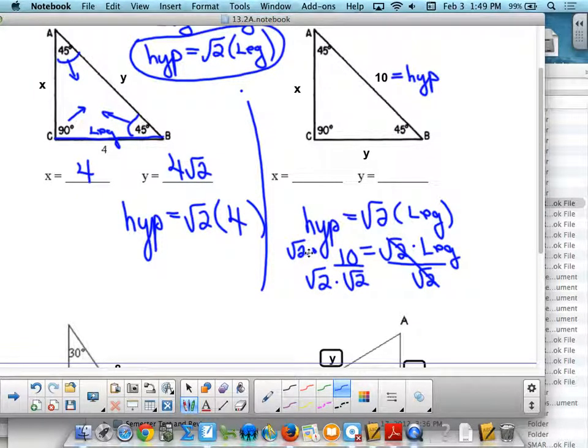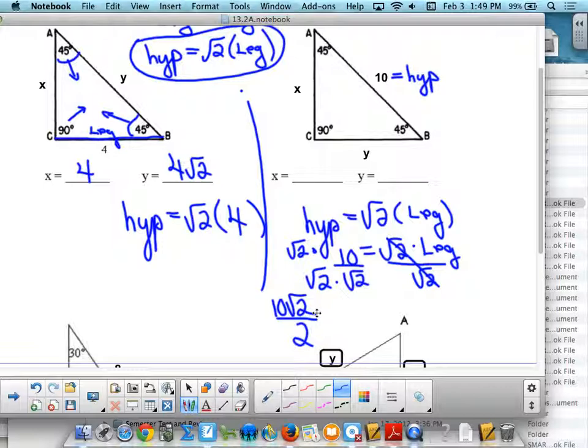And now when you do it, square root of 2 times square root of 2 is? Well, it's 4, actually square root of 4, which is 2. This times this is what? 10 square root of 2. Okay, 5 square root of 2.